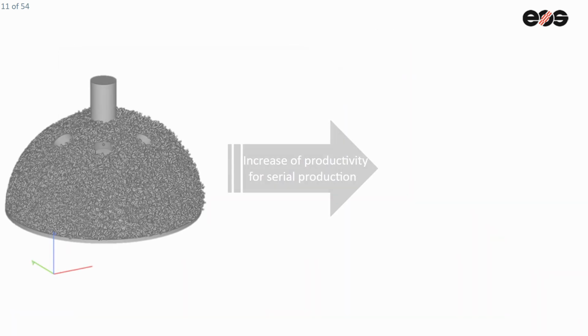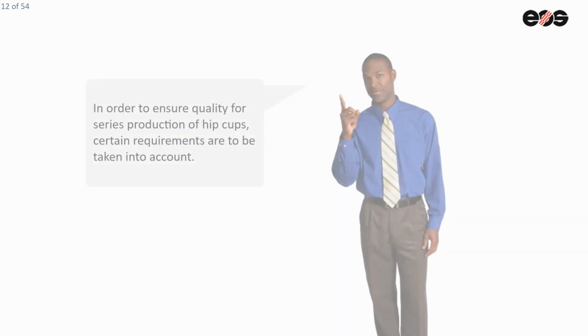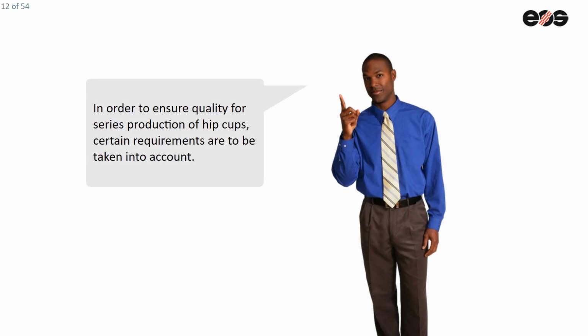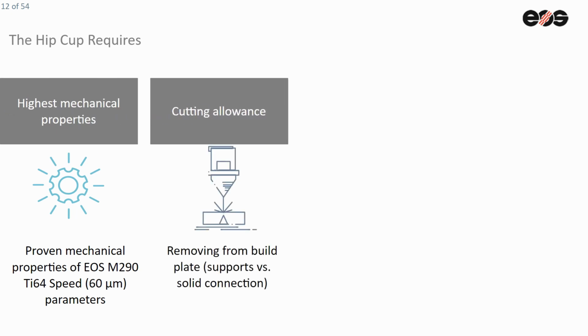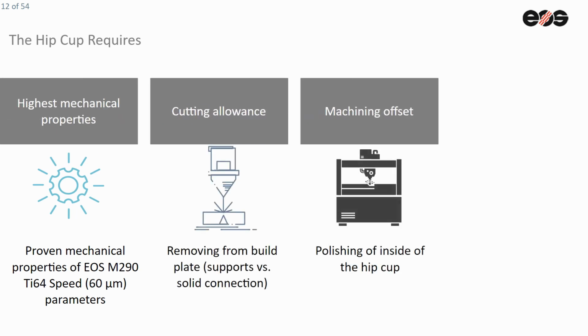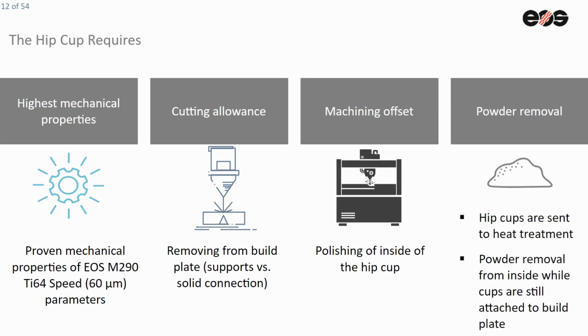Making hip cups ready for series production. In order to ensure quality for series production of hip cups, certain requirements are to be taken into account. The hip cup requires highest mechanical properties, cutting allowance to be removed from build plate, machining offset to allow polishing of inside of the hip cup, powder removal from inside of the hip cups.